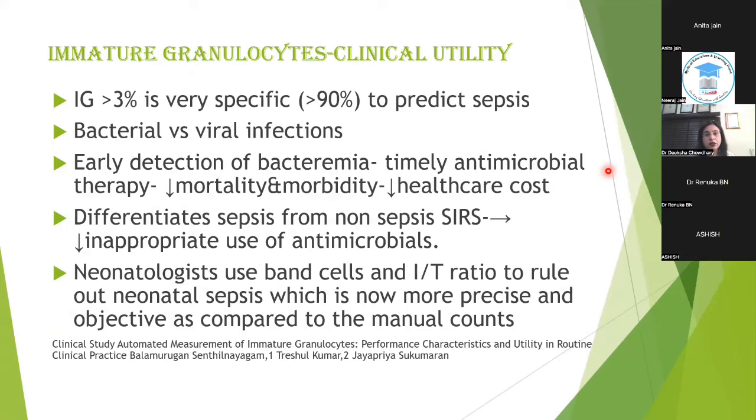Now, immature granulocytes more than 3% are very specific to predict sepsis. They can differentiate bacterial from viral infections. Early detection of bacteremia definitely leads to decreased mortality and morbidity and decreased healthcare cost. Now, it can be used to differentiate sepsis from non-sepsis systemic inflammatory response syndromes and lead to decreased inappropriate use of antimicrobials, which is the need of the hour.